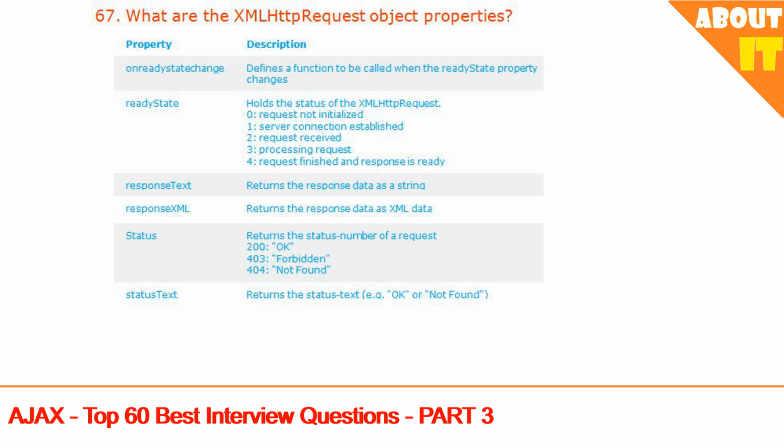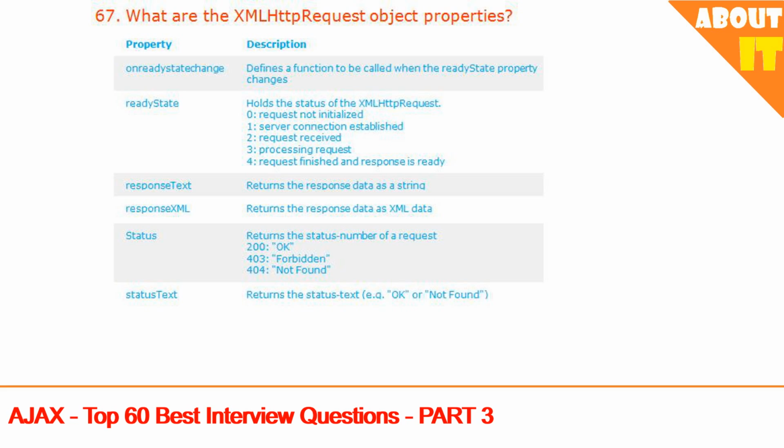67. What are the XMLHttpRequest object properties? Property description. onreadystatechange defines a function to be called when the readyState property changes. readyState holds the status of the XMLHttpRequest. 0: request not initialized. 1: server connection established. 2: request received. 3: processing request. 4: request finished and response is ready.